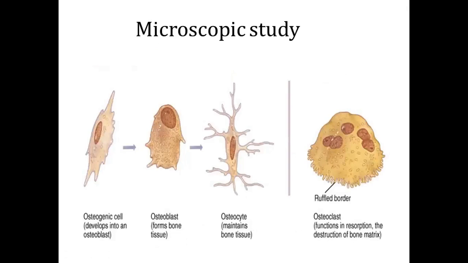Microscopic study. If you observe the cellular level of the bone: osteogenic cell, osteoblast, osteocyte. Osteoblast will form the bone. Osteoclast will be helpful in the destruction of the bone. You can see the cellular variations: osteogenic cell, osteoblast, and osteocyte. Osteocyte is this one.